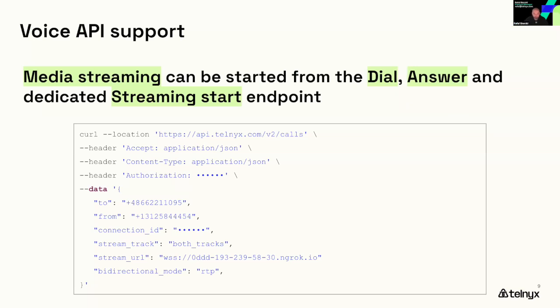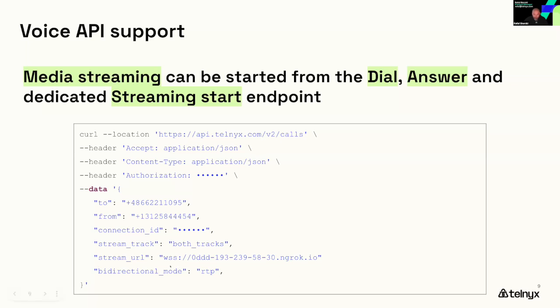Okay, so media streaming, how it may look like. From voice API, it is supported from dial, answer, and dedicated streaming start endpoints. Here's an example of the dial endpoint, I mean calls, which make dials. And here you can see that there are only a few attributes that are needed: streaming tracks and streaming URL, the most important one. That is the address of your WebSocket server that we will connect to and send the audio and get the audio from.